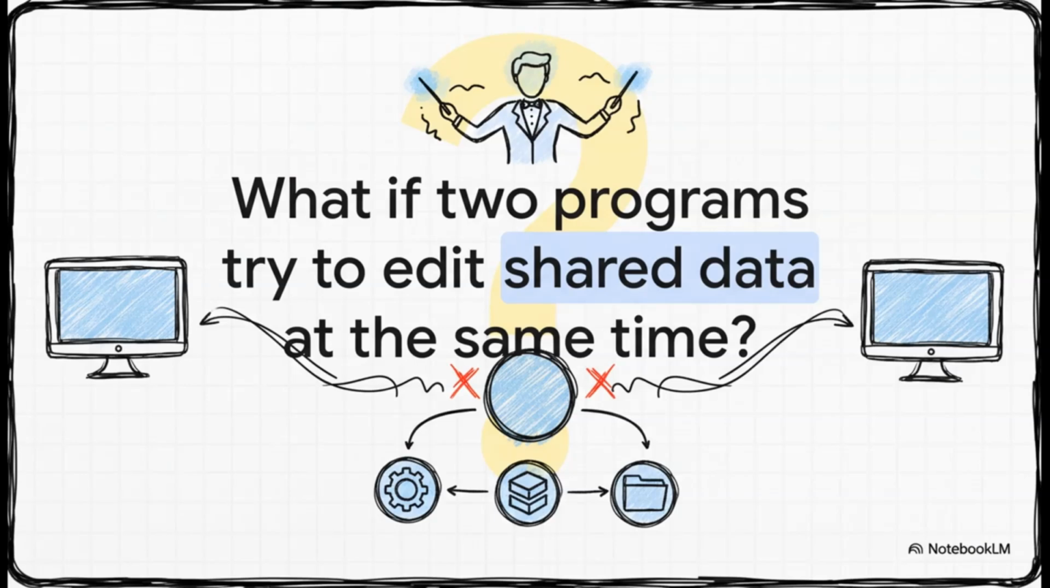What happens if two programs try to edit the same piece of data at the exact same time? This is called a race condition, where the final result just completely depends on which program gets there first. It's a recipe for corrupted data and totally unpredictable crashes.